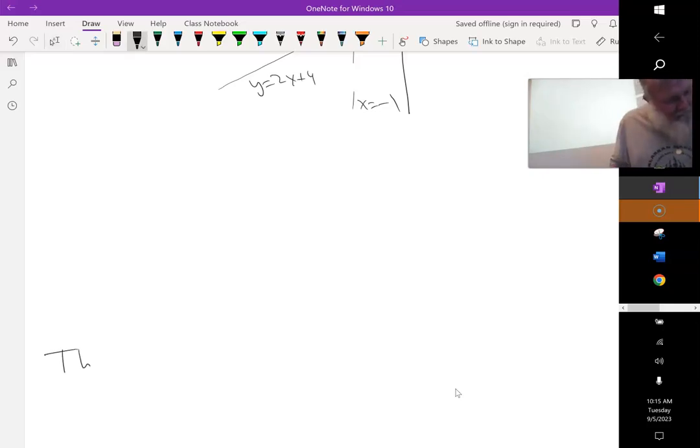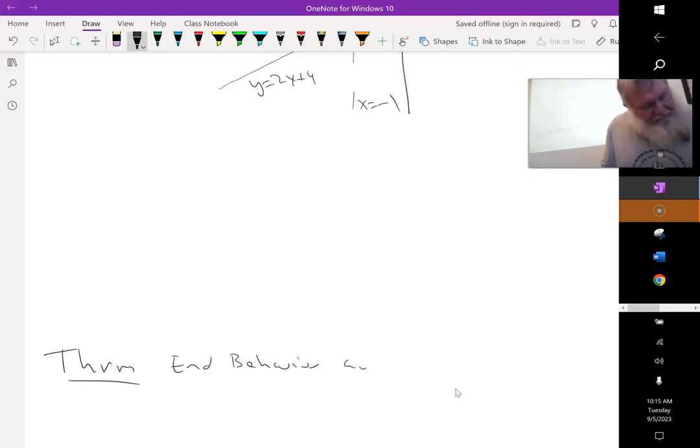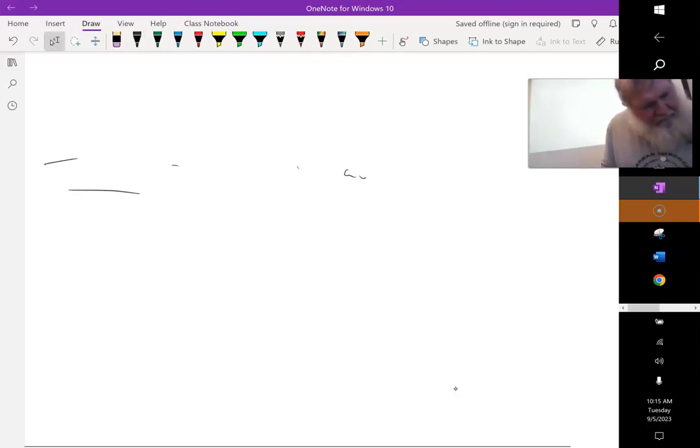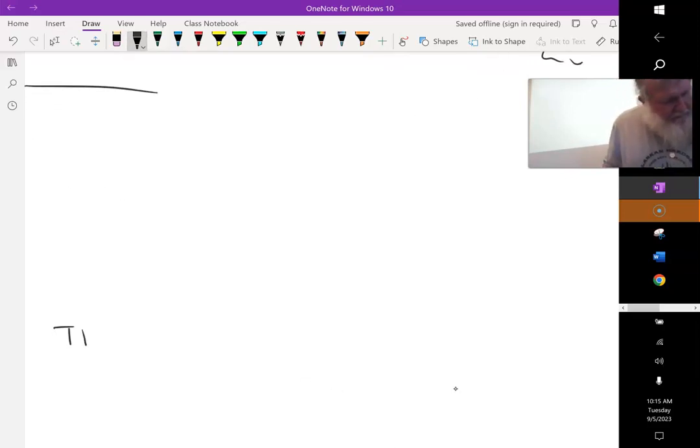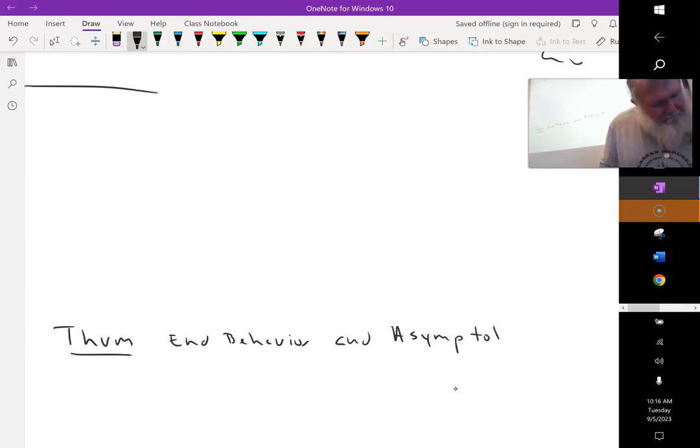Theorem. End behavior and asymptotes of rational functions. This theorem is basically going to mean that we can look at a rational function and basically tell everything about it.